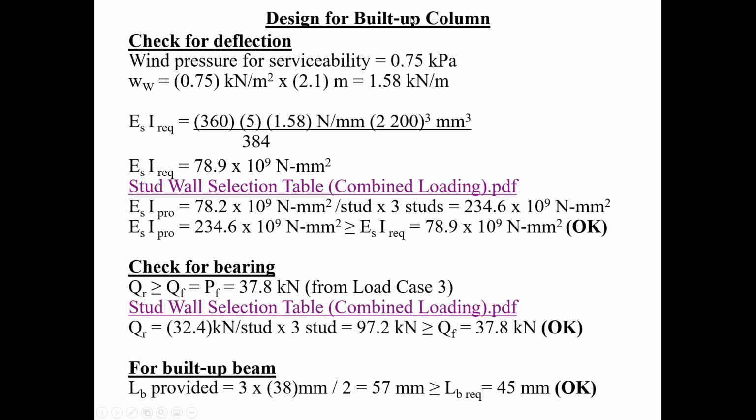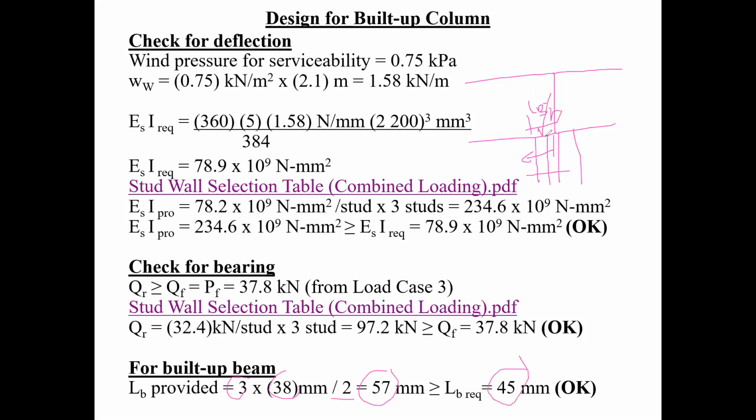So what I'm saying is, here's my built-up beam like this, and here's my built-up column. I have 1, 2, 3. So this is the length I have here. This is the LB provided, which is 3 times 38 divided by 2, which is 57. So in other words, I have an LB of 57 provided, and from what we calculated before, 45.